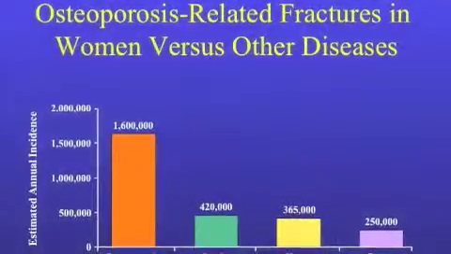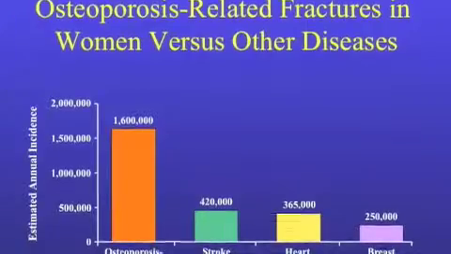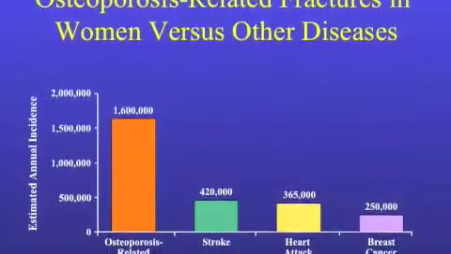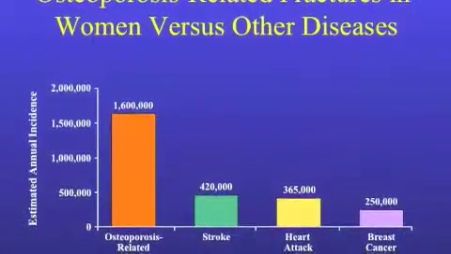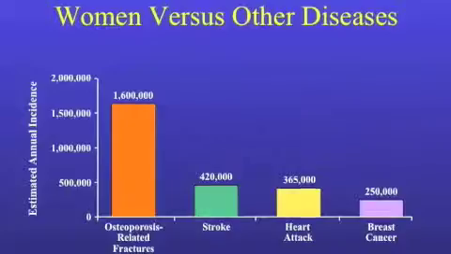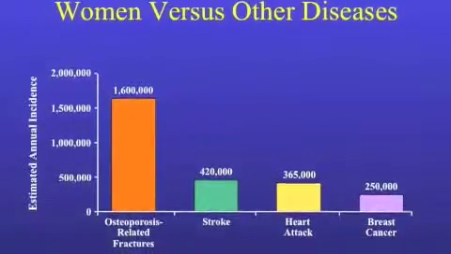So I like this slide because it compares osteoporotic fractures with other diseases. And this data is from the United States and calculates fractures on an annual basis. So the results show that there are about 1.6 million osteoporotic fractures that occur in the United States annually. And this is higher than the combined totals of stroke, heart attack, and breast cancer.